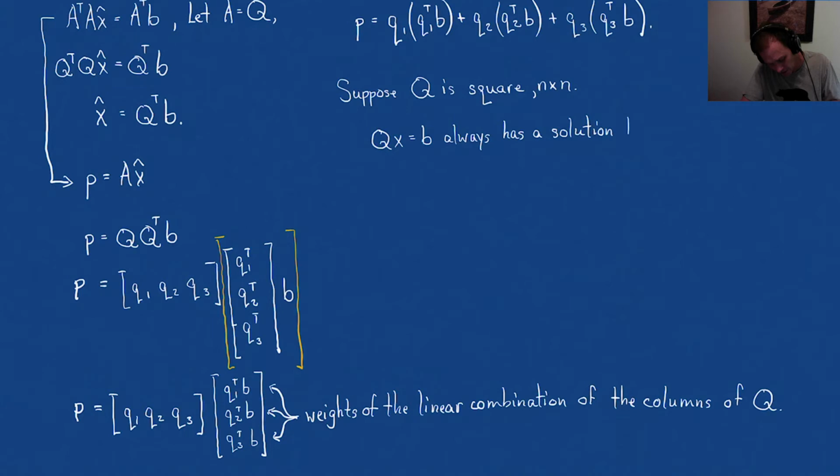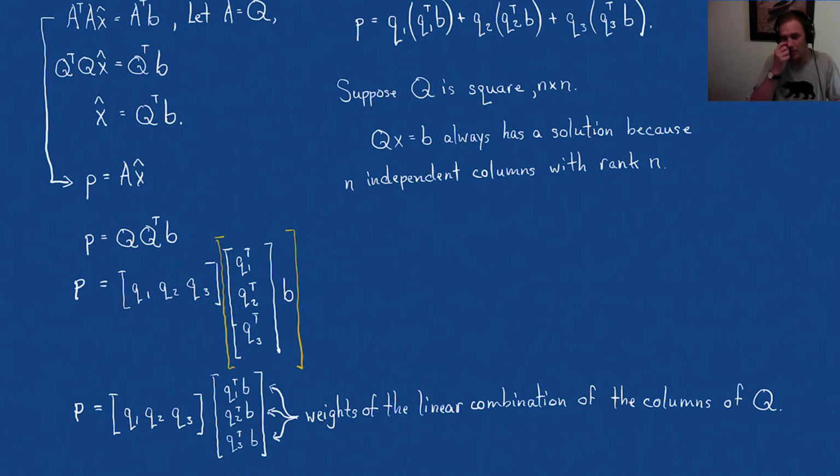It has a solution because it has n independent columns with rank n. Right, so what does that mean? That means that if you have a projection P onto the column space of Q, then P is in the column space. In other words, P is B. So that's the big takeaway. This here implies then that P equals B.